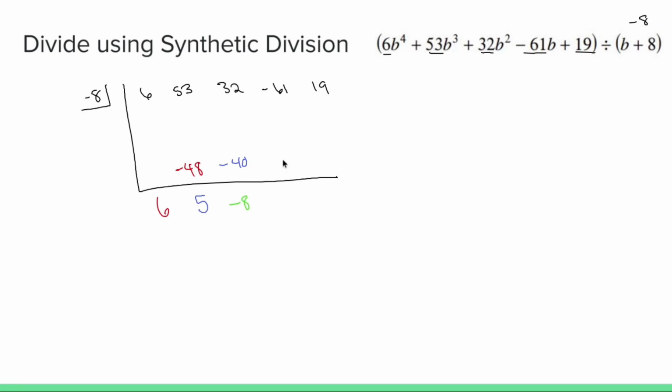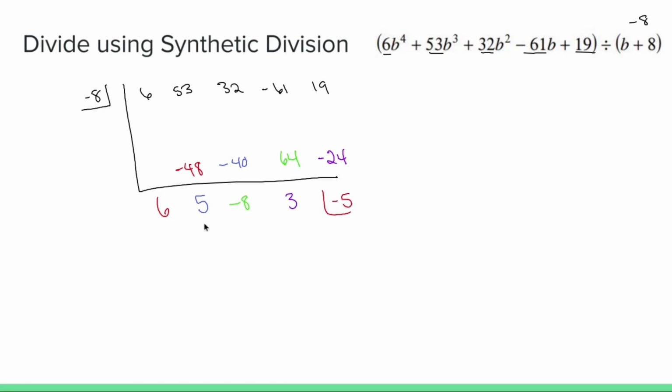-8 times -8 is +64. -61 plus 64 is +3. 3 times -8 is -24. 19 plus -24 is going to be -5, and that's going to be our remainder.